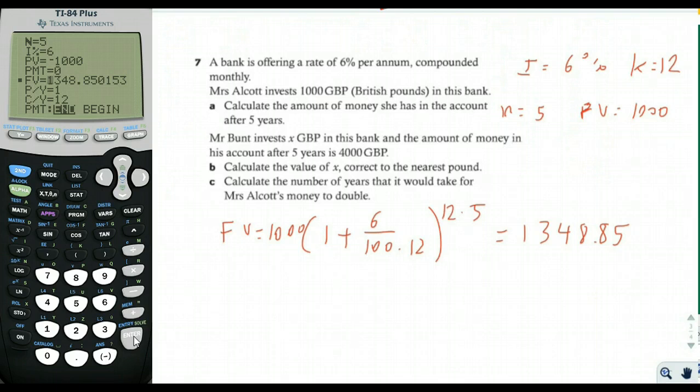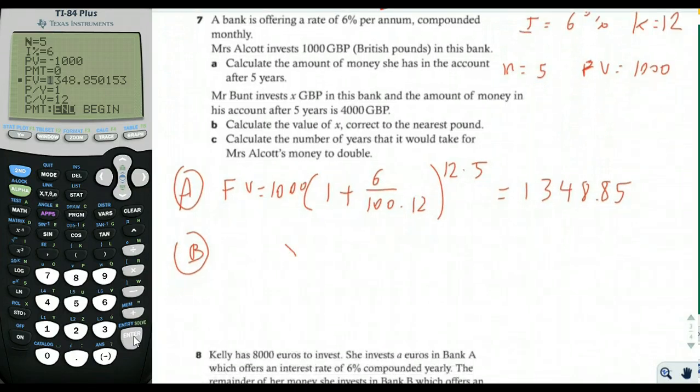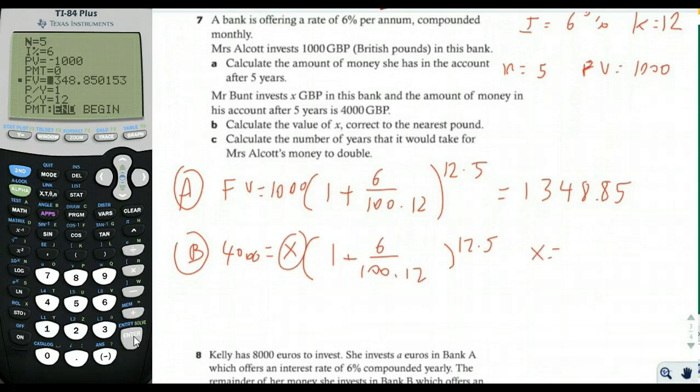Now Mr. Bunt, that was Mrs. Alcott. Now Mr. Bunt invests X GBP in this bank, and the amount of money in his account after 5 years is 4,000 GBP. So we don't know what Mr. Bunt started with. We just know that after 5 years he had 4,000 GBP. So the rest is the same because it's the same bank with the same interest rate. What we don't know is what the present value was, X. How do we find that?